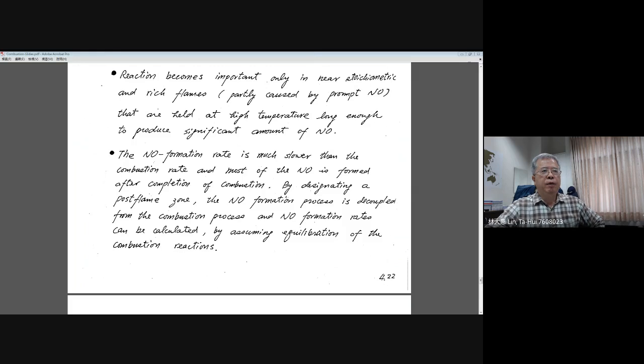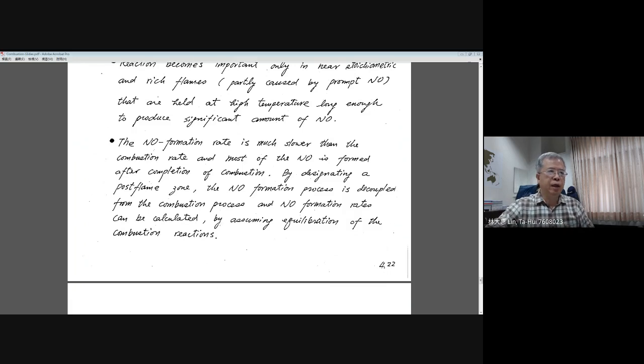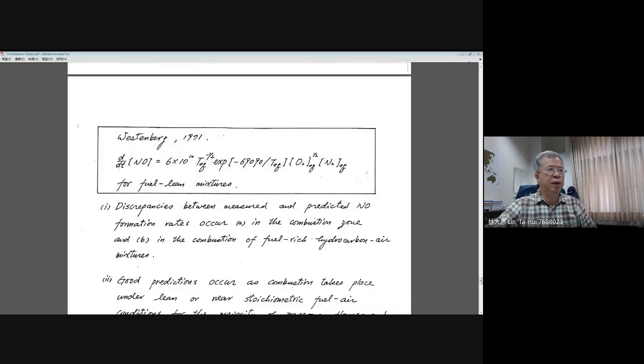Therefore, by designating a post-flame zone, the NO formation process is decoupled from the combustion process. That means you can analyze the combustion process first, and finally you can see the condition for the formation of thermal NO. And let's look at their simulation results.